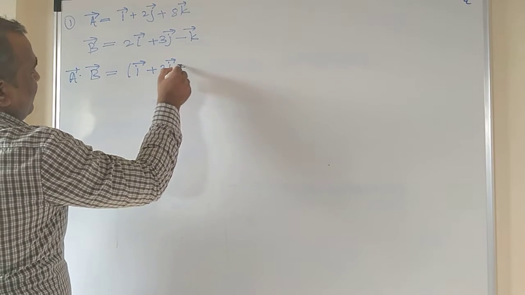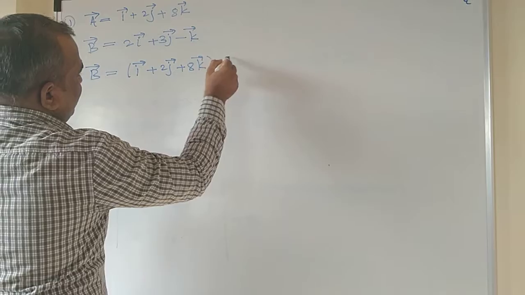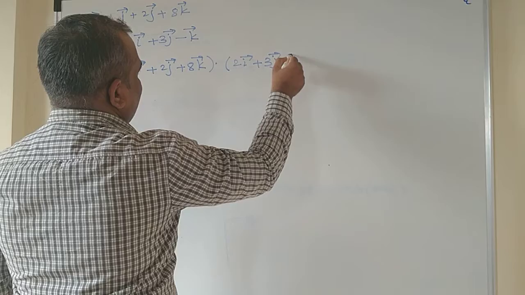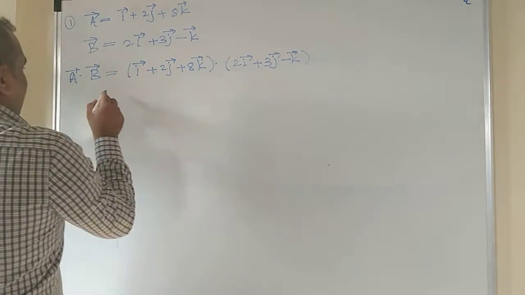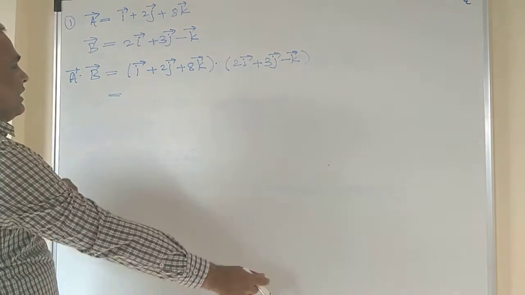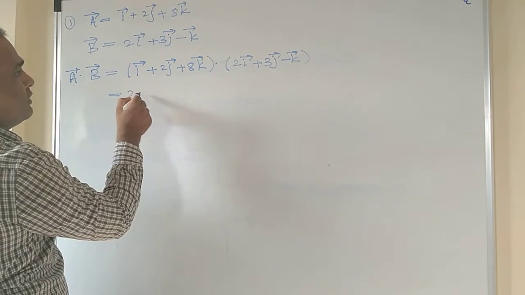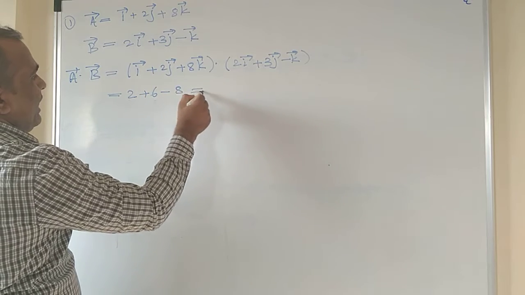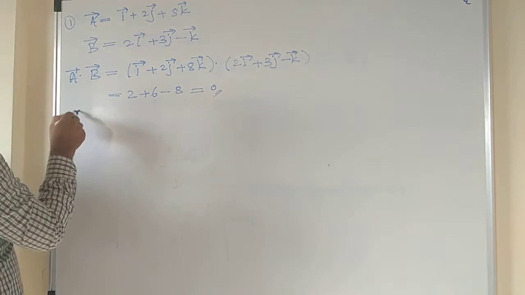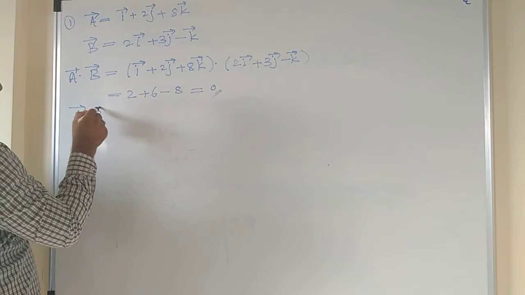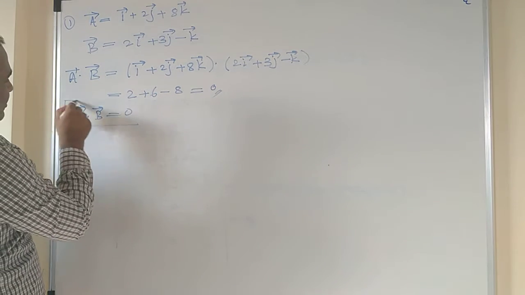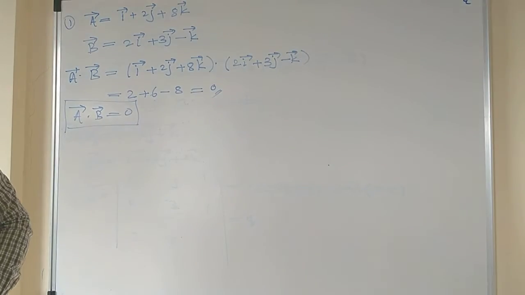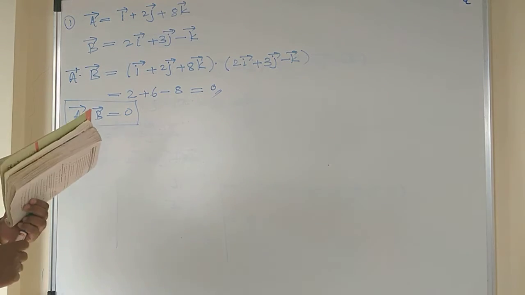i bar plus 2j bar plus 8k bar dot 2i bar plus 3j bar minus k bar, and this is equal to, if you take the dot product, 2 plus 6 minus 8, and 8 minus 8 is equal to 0. This means that the dot product of a bar and b bar is equal to 0. If the dot product of two vectors is equal to 0, it means that these are two vectors which are perpendicular, right?